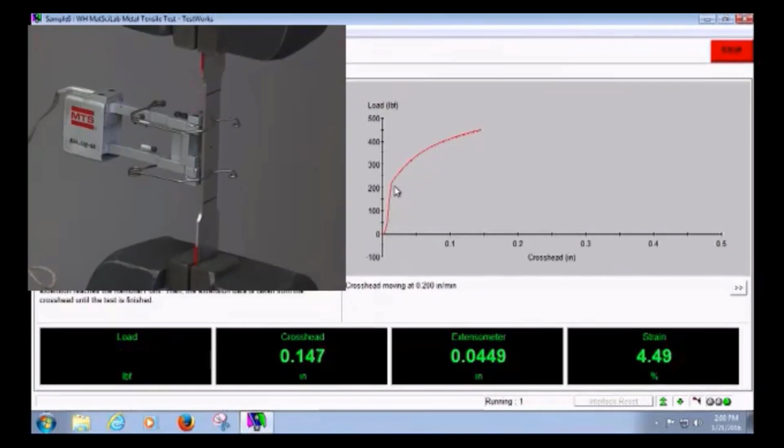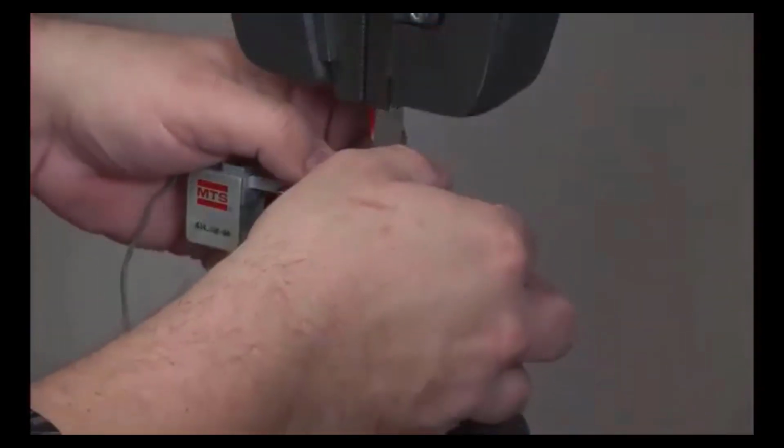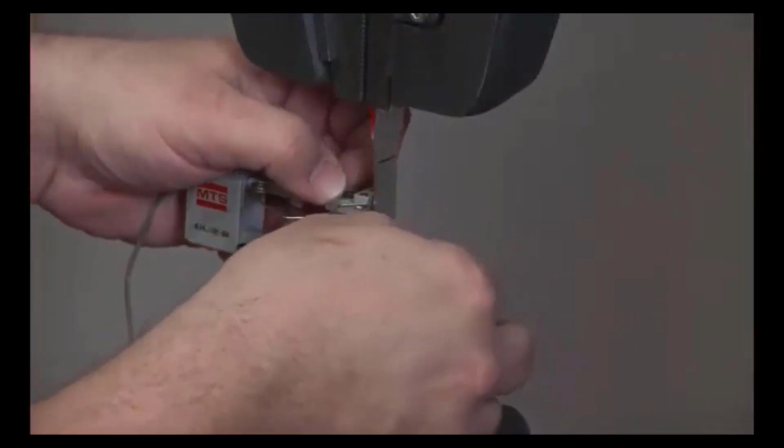Also, I've picked 5% because it's well past the yield point of all 4 of our specimens, and it is also well below the fracture point of all of our specimens, because we don't want to risk having the specimen fracture while the extensometer is still attached. This test is running very slowly, so I can just slip the extensometer off without interrupting the test.